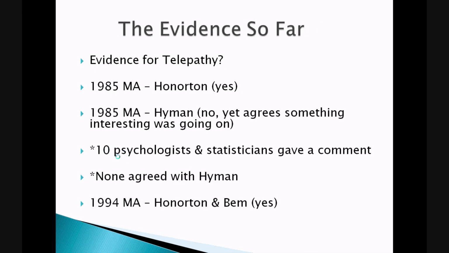The evidence so far. So far, we know that a 1985 meta-analysis by Harrington and Hyman has indeed been replicated to show the existence of telepathy. We also know that 10 psychologists and statisticians gave a comment and actually didn't agree with Hyman. And now we know that the 1994 meta-analysis published by Charles Harrington and Daryl Bem also shows evidence for telepathy. Now, the question is, have there been skeptical replications that actually show evidence for telepathy?